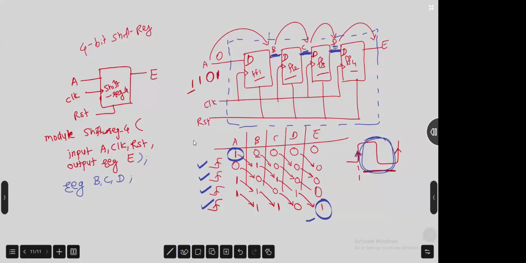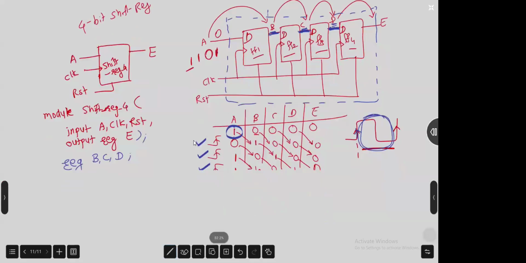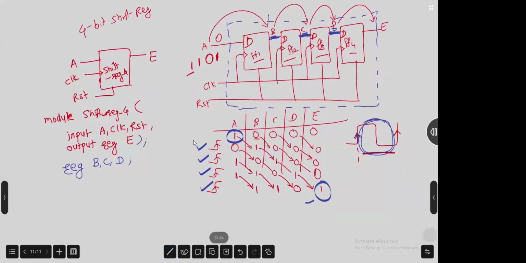Yes, anyone? यहां तक समझ में आया क्या आप लोगों को? Yes or no? Let me know. Yes, clear. Okay, fine. Thank you.